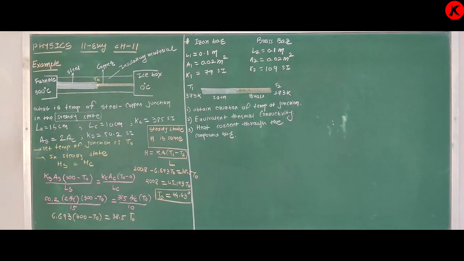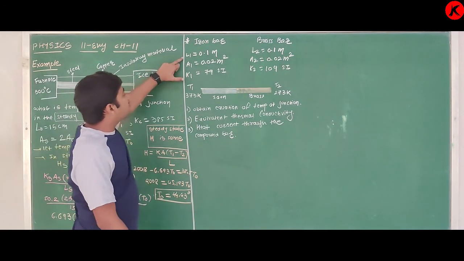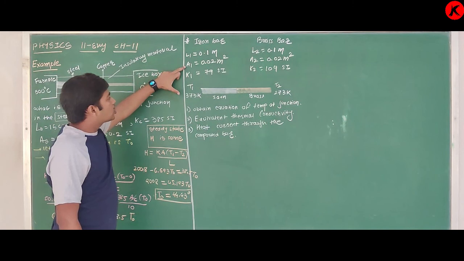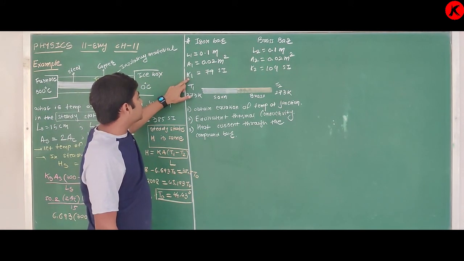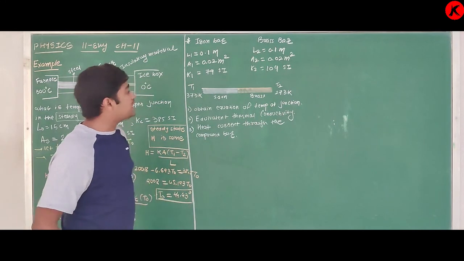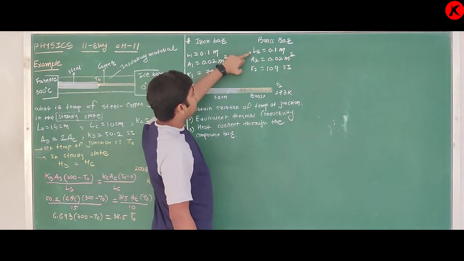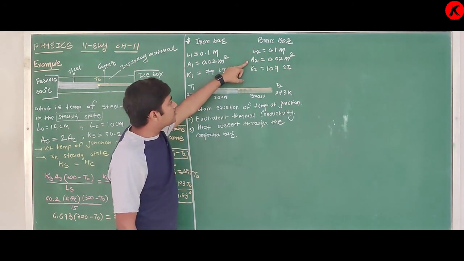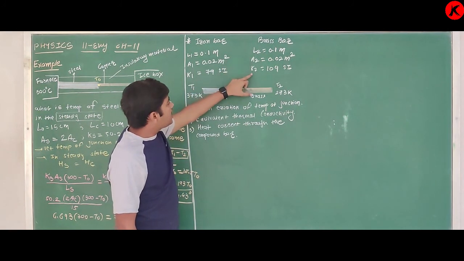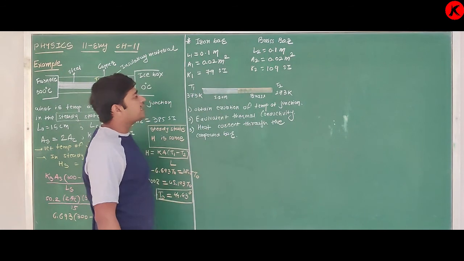See, the data is given on the board. You are given two bars, one iron bar and one brass bar. The iron bar has length 0.1 meter, cross sectional area 0.02 meter square, and thermal conductivity K1 equal to 79 SI. The brass bar has length L2 equal to 0.1 meter, cross sectional area 0.02 meter square, and thermal conductivity 109 SI.